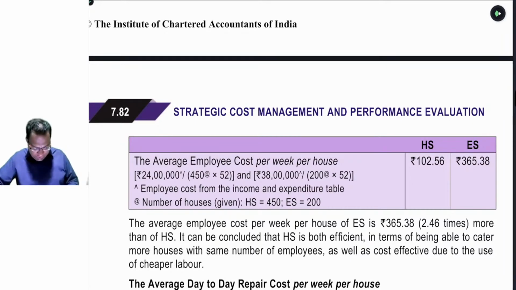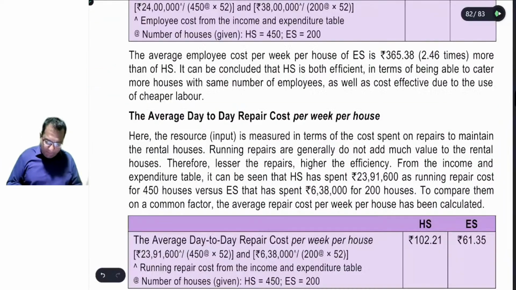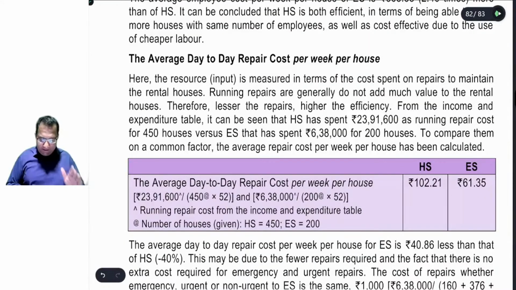Okay, चलिए फिर डे टू डे रिपेयर हम देख सकते हैं बेटा. वी आर हैविंग अ टोटल रिपेयर कॉस्ट ऑफ 23,91,600, again multiplied by 450 divided by, multiplied by 52, while the competitor is having 61.